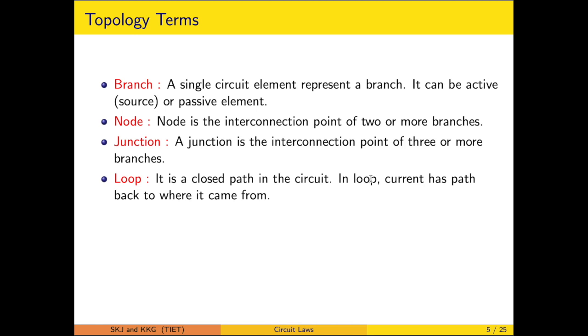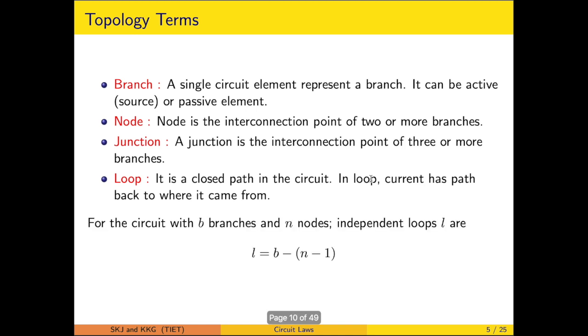Now if we define the number of branches and the number of nodes, then there is a relationship with the fundamental loops, or you can say the independent loops. That is dictated by L equals B minus N plus 1, where B is the number of branches, N is the number of nodes, and L is the number of independent loops. These independent loops carry some meaning, and that will be used when we discuss, let's say, mesh analysis.